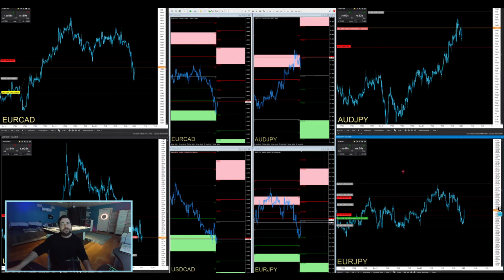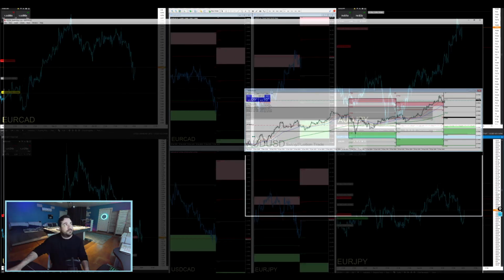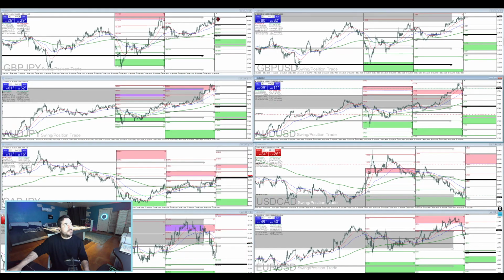Okay, there we go. So far about break even right now on the Aussie yen, slightly in profit on the Euro yen, break even on the USD CAD. Yep, the pound went exactly to target, the pound yen, and sitting at break even on the Aussie US dollar, and slightly in the drawdown for the USD CAD. Both are swing trades.